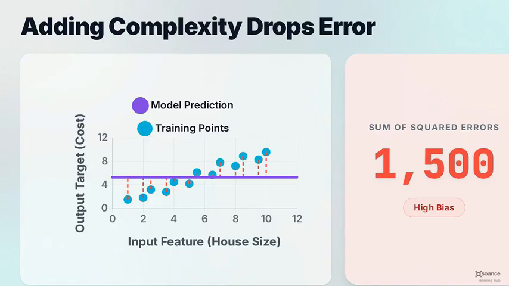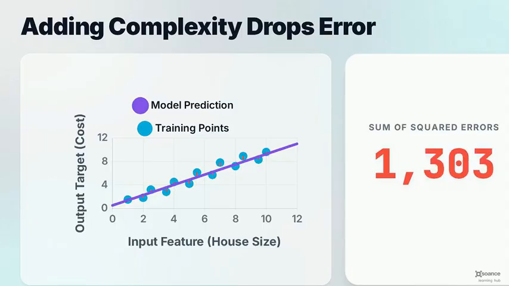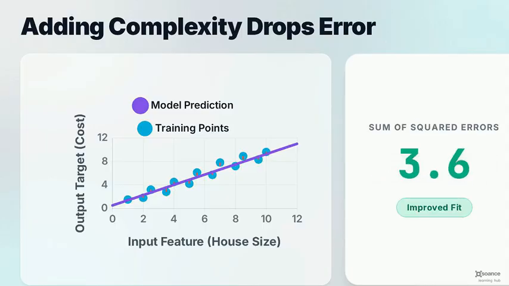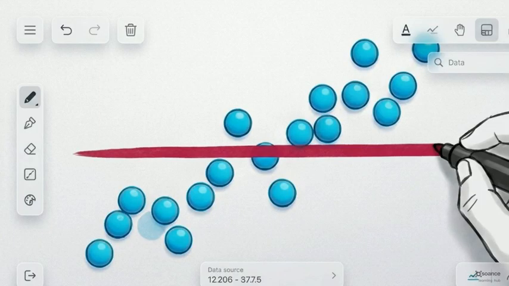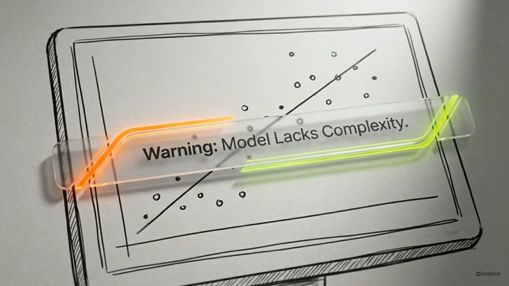That error rate is too high, so we increase the complexity of our model slightly. We adjust the slope to follow the general trend of the data. Immediately, the total error drops down to 3.6. That initial flat line lacked the structural flexibility to capture the actual shape of the data. When a model is too simple to learn the underlying pattern, it is underfitting. In machine learning, we diagnose this condition as high bias.